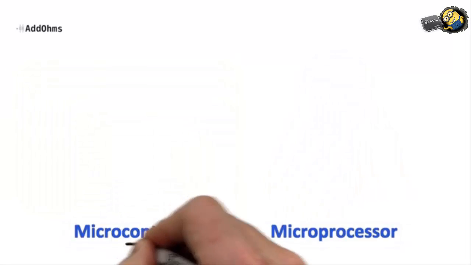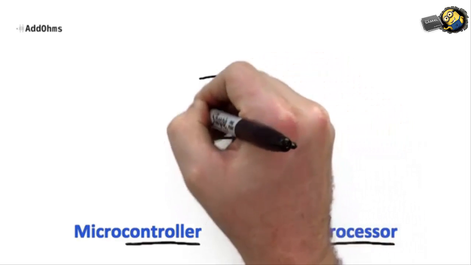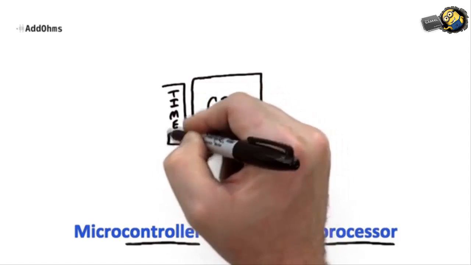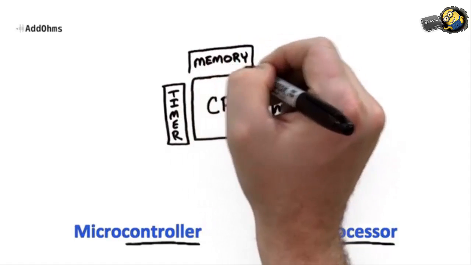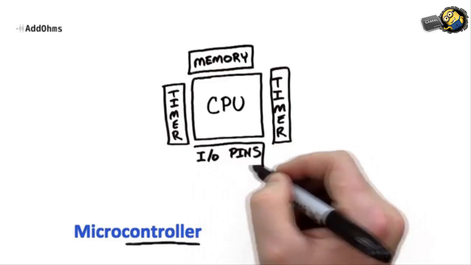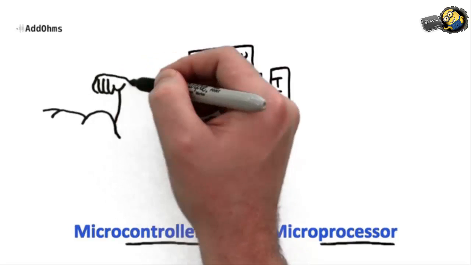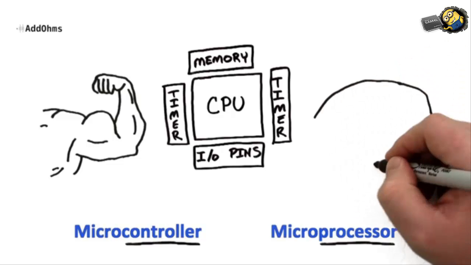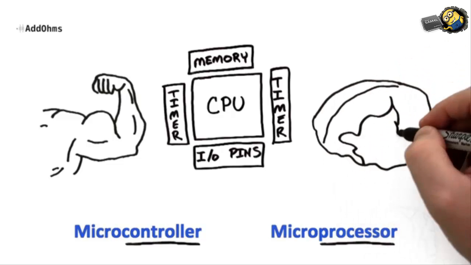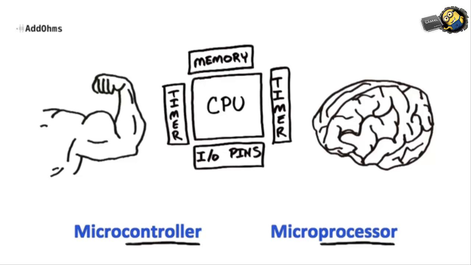So I said the Arduino is a microcontroller and the Pi is a microprocessor. So then what's the difference between those two? They both have a CPU, which is what executes the instructions, timers, and memory, as well as I/O pins. But those I/O pins are where the key difference lies. Microcontrollers tend to have a strong I/O capability so that they can drive external hardware directly, while microprocessors tend to have weak I/O, which need transistors to drive most hardware. Microprocessors are good at processing, so they're a little bit brainier than a microcontroller.